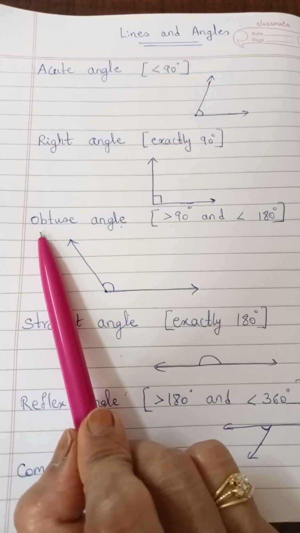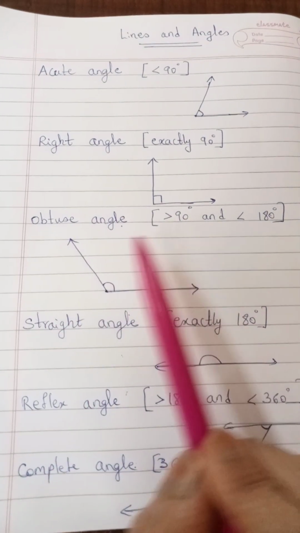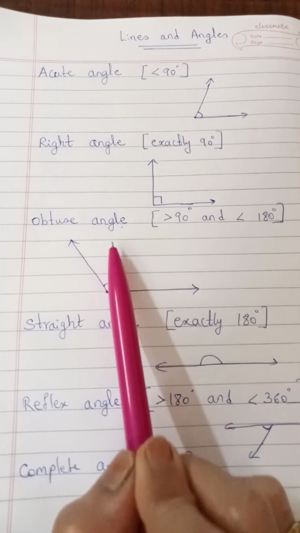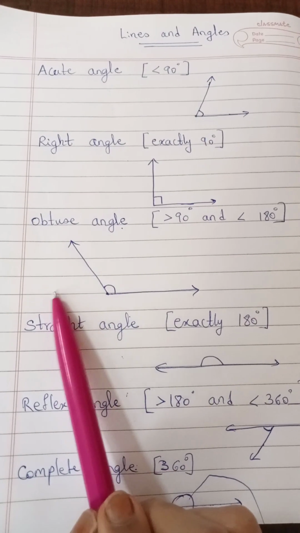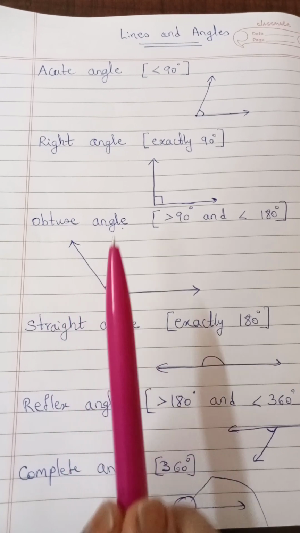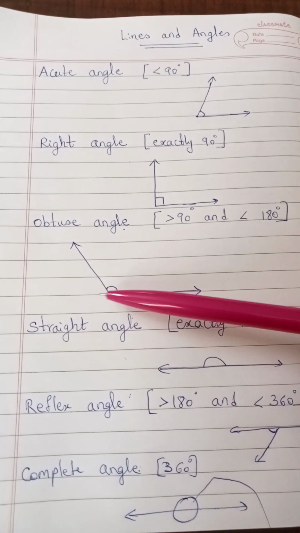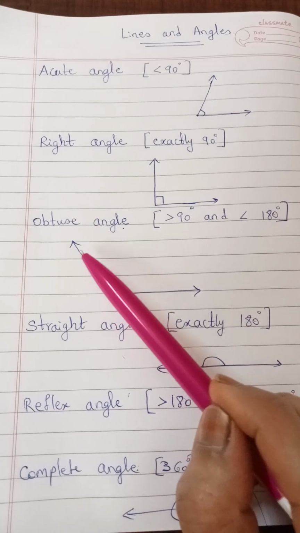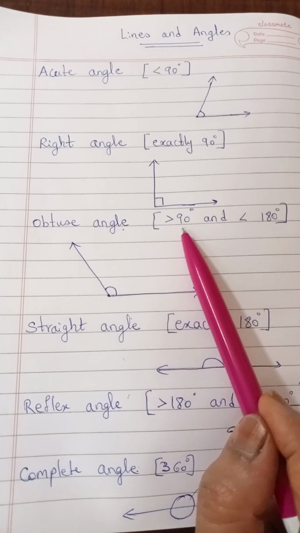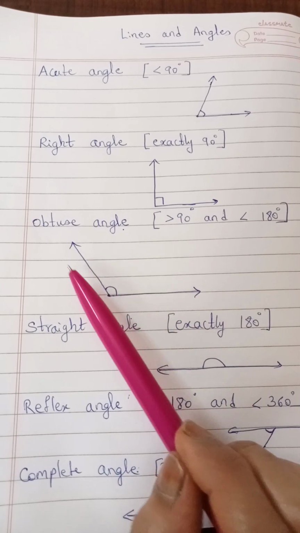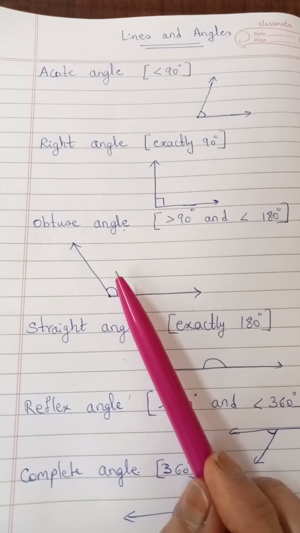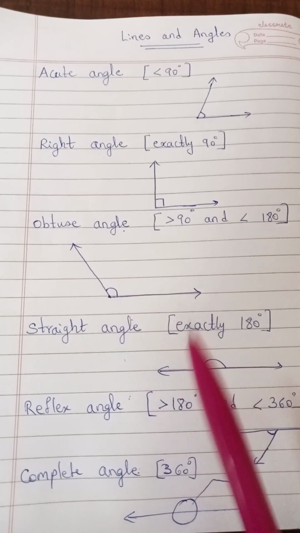Next is obtuse angle. The measurement of obtuse angle is between 90 and 180. 90 means straight line and 180 means the straight line, horizontal. So it should be between the vertical straight line and the horizontal straight line. So it comes between like this, 90 and 180. Examples are 120, 130, 145, below 180. So these types of angles are called obtuse angles.